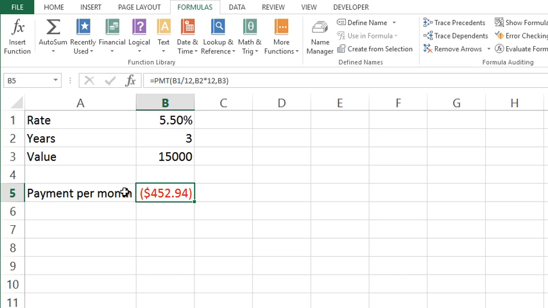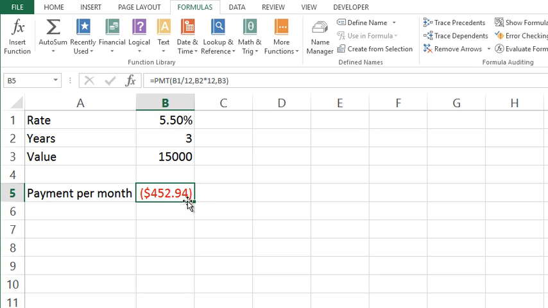The example here is that I have a rate of 5.5% over 3 years, and I borrowed $15,000. And so my payment per month is going to come out at $452.94. Let's say you were in the market for a car you didn't know what you were going to get yet. What you did know was the interest rate you're going to get from the bank, how many years you wanted to pay it off in, and how much you wanted to pay. You want to pay $300 a month.